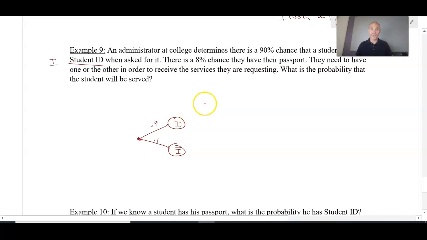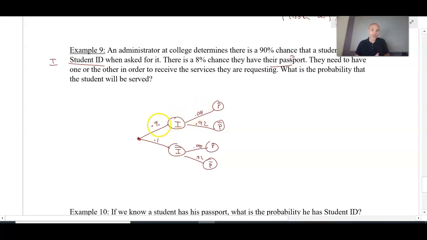Now, we kind of have to assume that whether or not you have your passport is independent of whether or not you have your ID. So of the 90% who have their ID, some will have their passport. I'll just denote that with a capital P. Some will have their passport and some will not have their passport. Well, in particular, 8% will have their passport, which means the remaining 92% will not have their passport. Of the 10% who do not have their ID, 8% will have their passport and 92% will not have their passport.